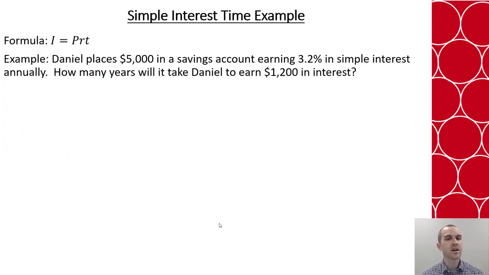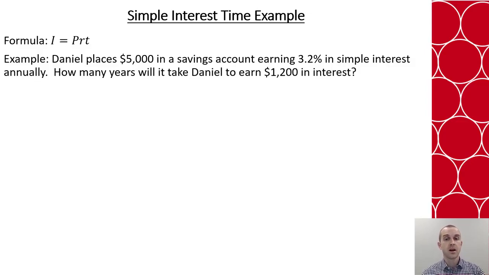What if you wanted to calculate time instead? We can still calculate it, we just have to have different information. So whenever we have a simple interest problem, we'll get 3 of the 4 items and we solve for the missing quantity. So say Daniel places $5,000 in a savings account earning 3.2% in simple interest annually. How many years will it take Daniel to earn $1,200 in interest?